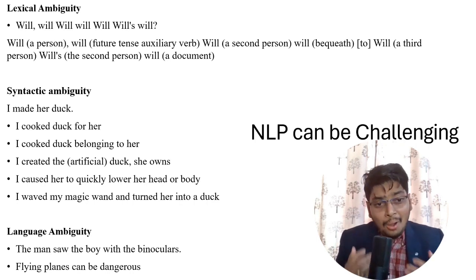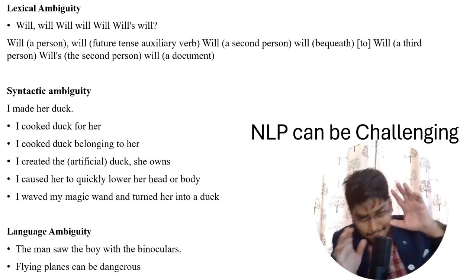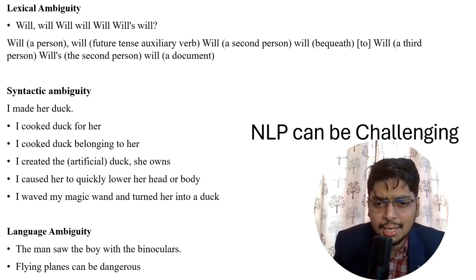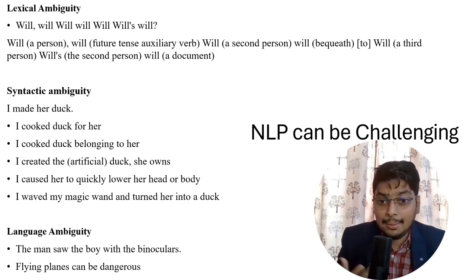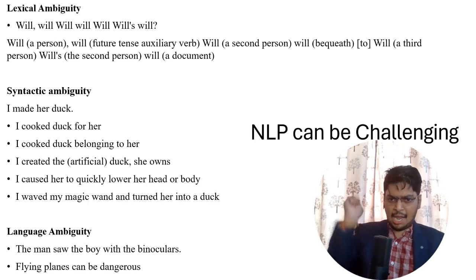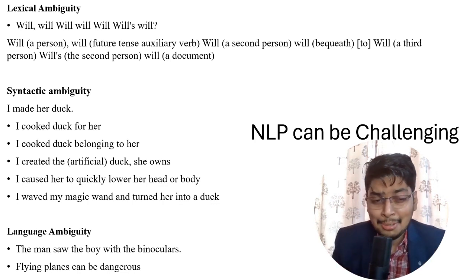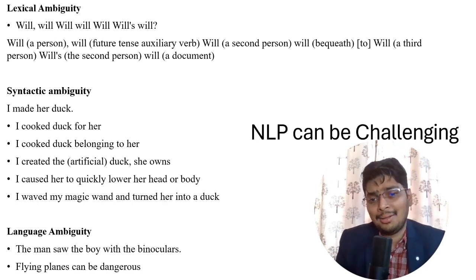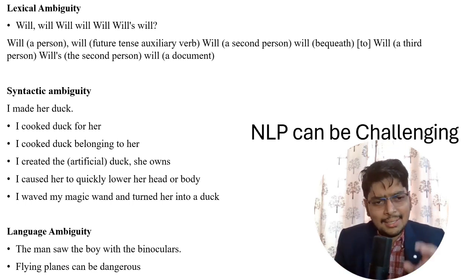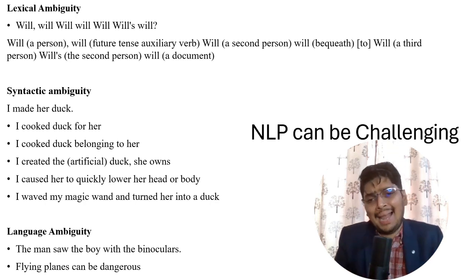Or I caused her to quickly lower her head or body. I made her duck means lowering your head or body, because something is approaching you, so you have to lower your head or body in order to protect yourself. So I made her duck, or I pushed her down. It can mean that also. And I waved my magic wand and turned her into a duck. I made her a duck, abracadabra, and then she became a duck. So there are a lot of meanings for I made her duck. Imagine how confusing it would be for NLP. Now with the advent of technology, in Python also, the programming is so sophisticated that we can conquer the syntactic ambiguity. And also there is language ambiguity.